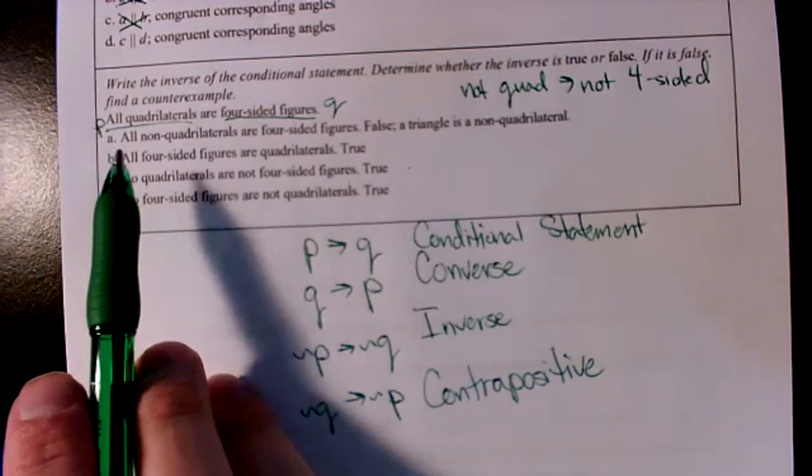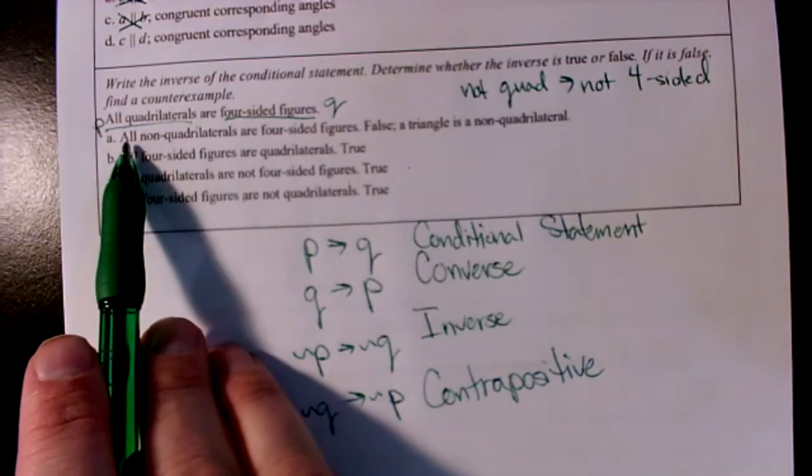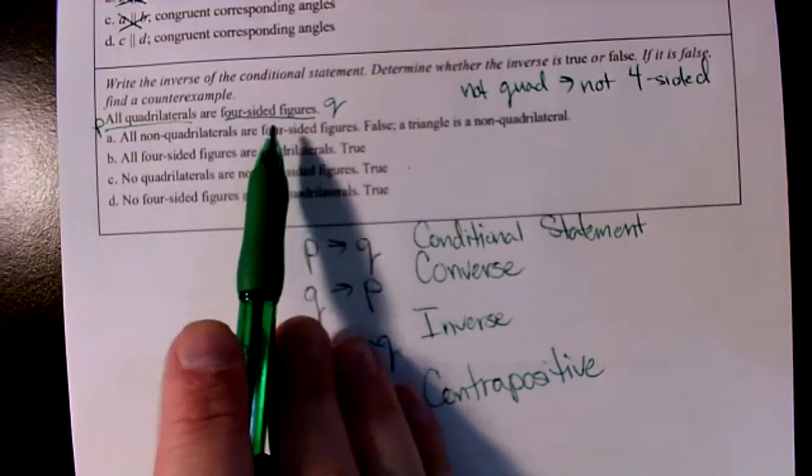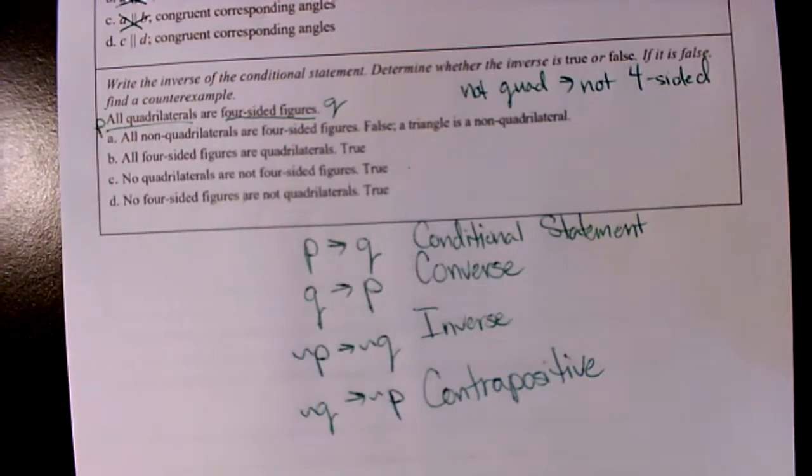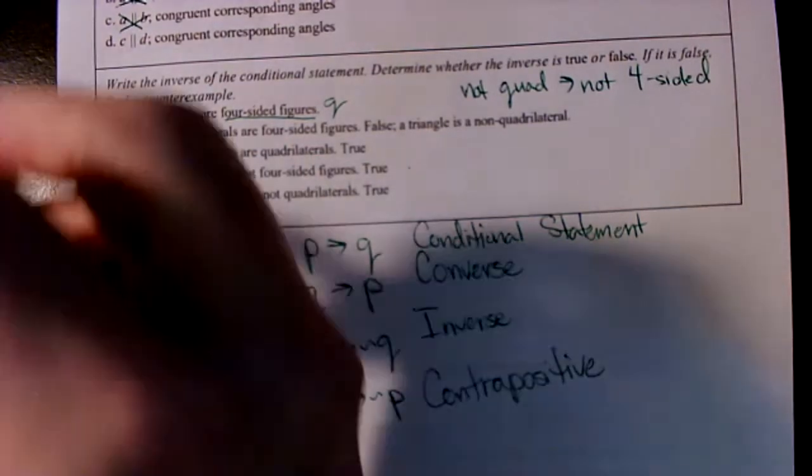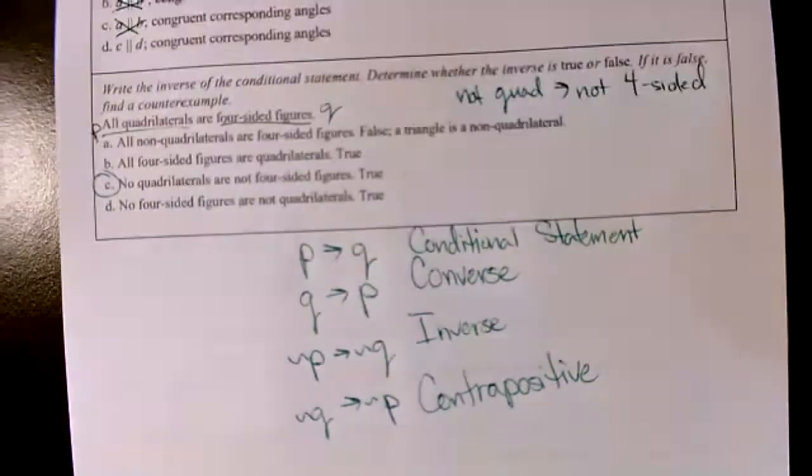And it looks like A had promise, but they didn't have the not in front of the four. So it would have to be C. No quadrilaterals are not four-sided figures.